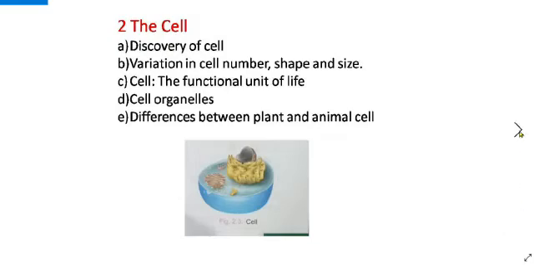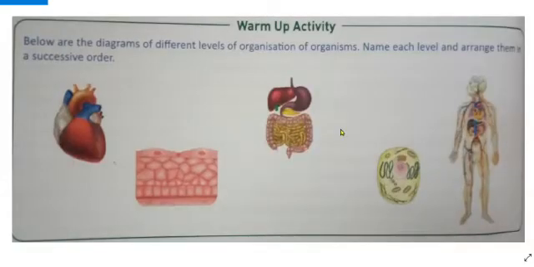So let us start. Before starting the chapter in your book, a warm-up activity is given. Below are the diagrams of different levels of organizations of organisms. Name each level and arrange them in a successive order. Let us name them. Heart, it is an organ. It is a tissue, digestive system, organ system, cell, and human body. Human body, cell, organ system, tissue, organ.